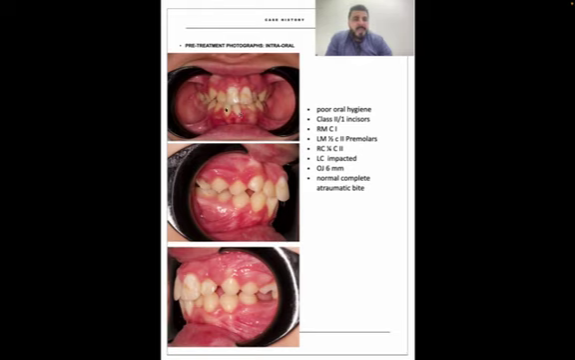by 3 millimeters. And as we mentioned before, the etiology for the midline shift in the upper is because of the premature loss of the C, while the etiology of the midline shift in the lower is because of the ectopic eruption of the lower right tooth.